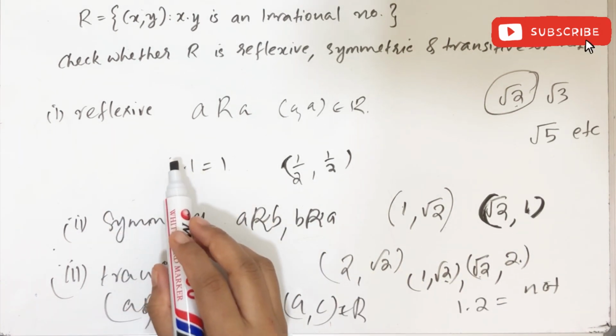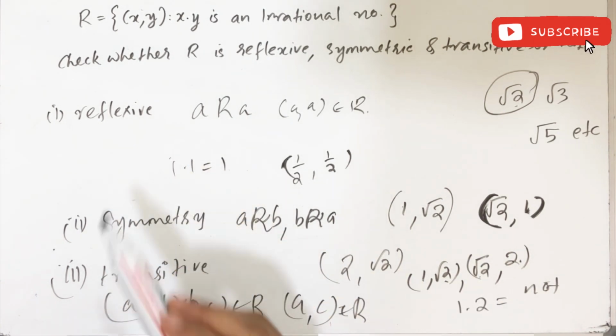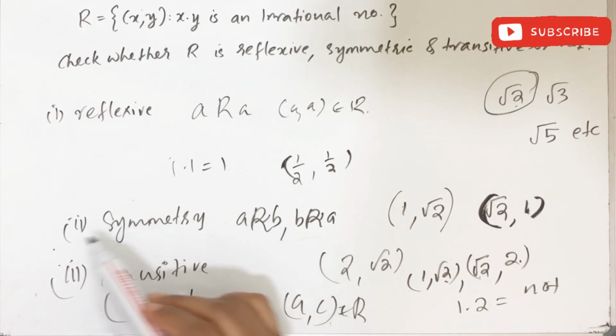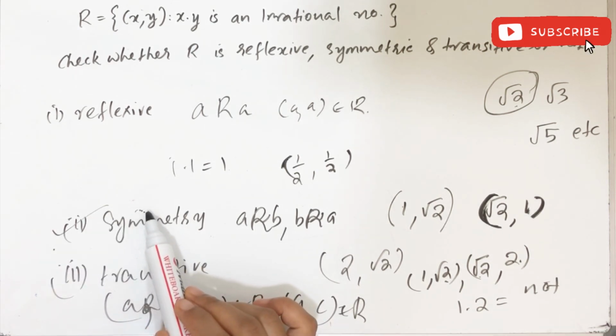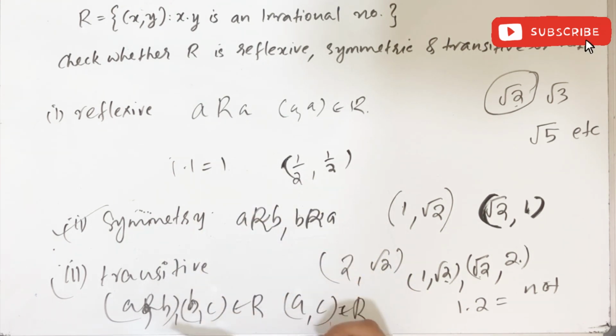It is not reflexive but symmetric, and not transitive. Not reflexive and not transitive, but it is symmetric. Only one property holds here, symmetry only; reflexivity and transitivity fail.